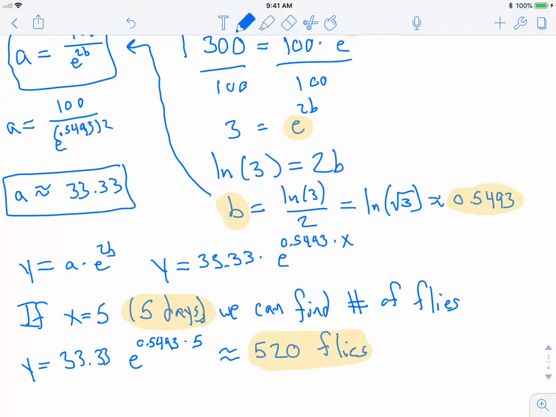And we were able to solve this by just having 2 data points, that after 2 days, there were 100 flies, and after 4 days, there were 300 flies. Then we solved for a and b, and simply could plug in any x value we wanted to find the number of flies after so many days. All right, let's look at the third example here.